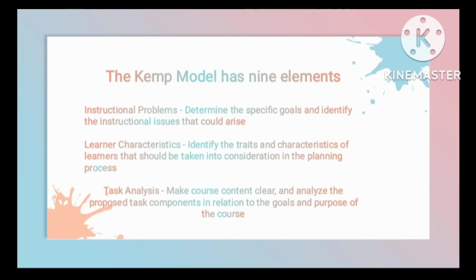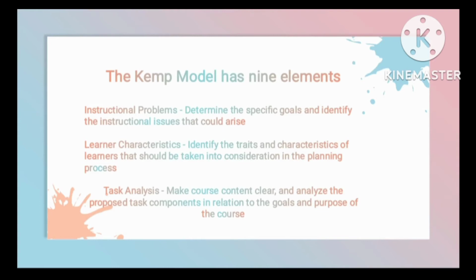According to Kemp, there are 9 elements or steps in the Kemp instructional design method. The first is instructional problems. Determine the specific goals and identify the instructional issues that could arise. So what is meant here is identifying the problem and goal.